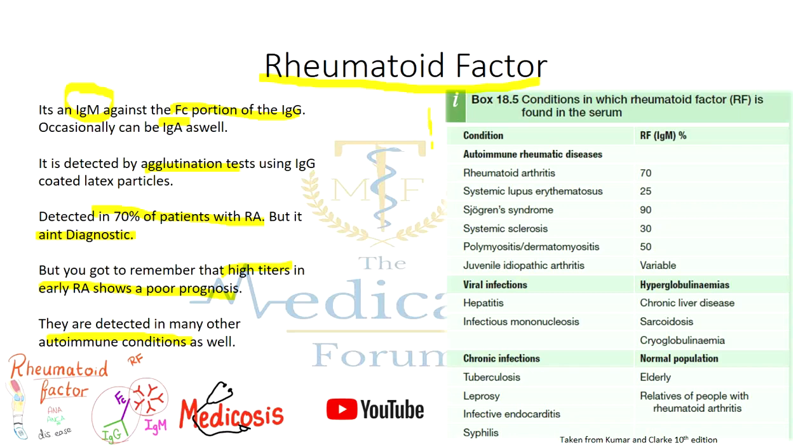They are detected in many other autoimmune conditions as well. Look at the chart here. I've taken this from the Kumar and Clark 10th edition. It's a pretty interesting table which shows the conditions where you can find rheumatoid factor being positive. There are autoimmune rheumatic diseases, viral infections, and chronic infections as well.